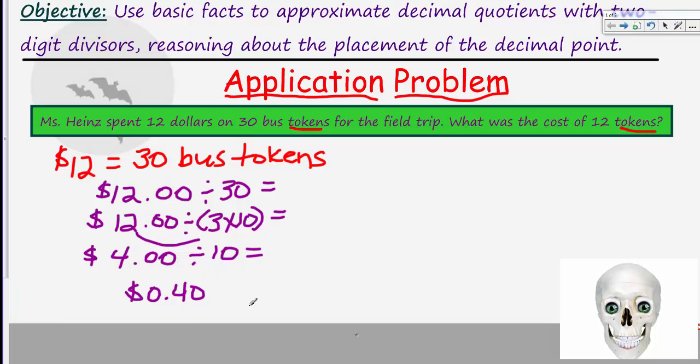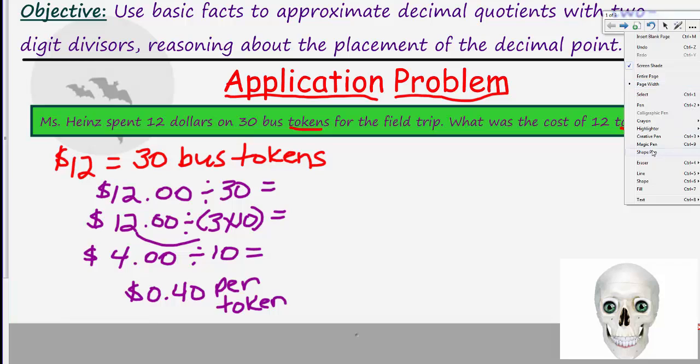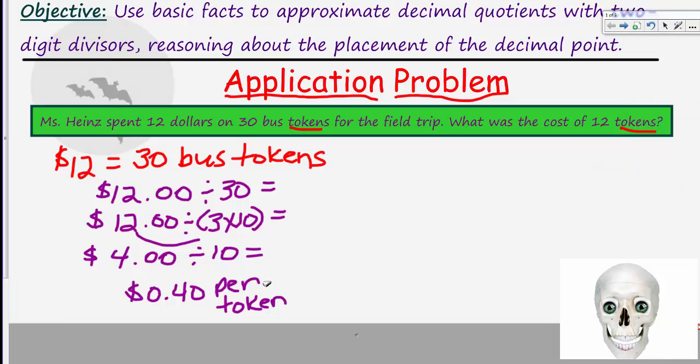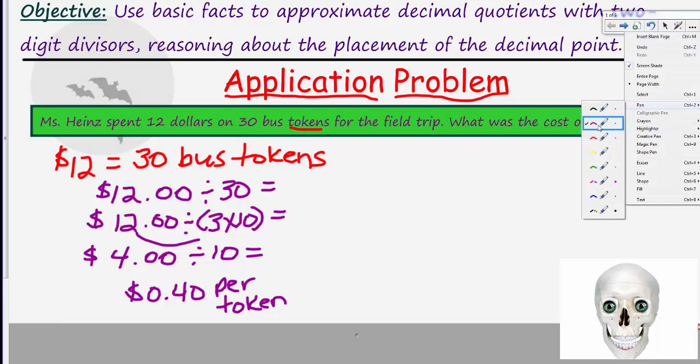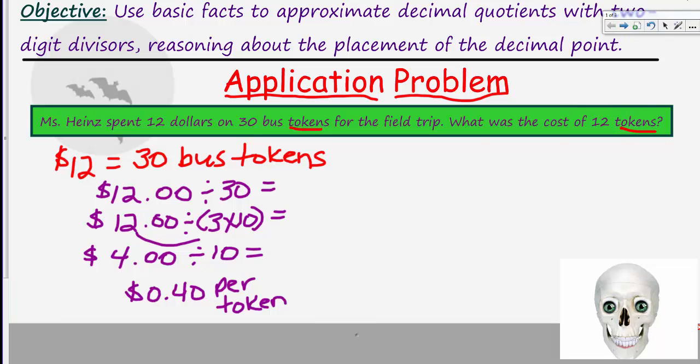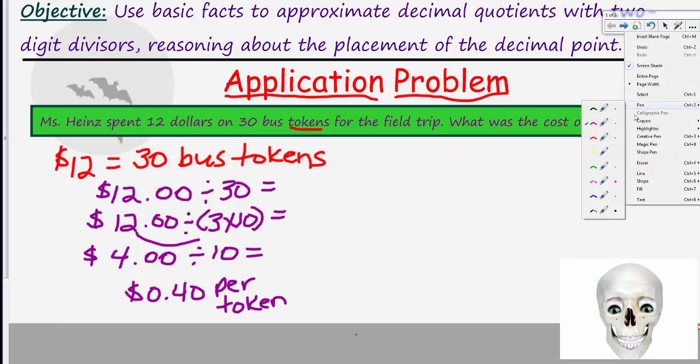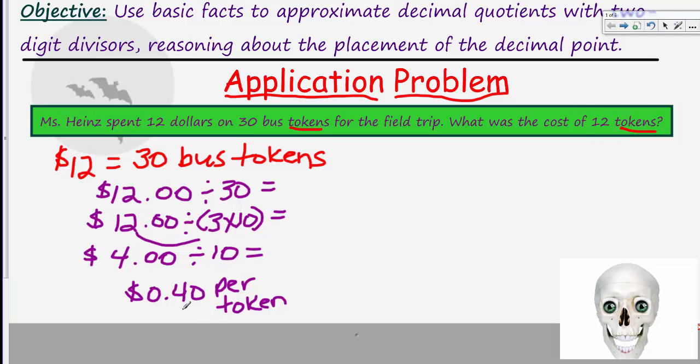So this is what it's going to be per token, even though it looks kind of like an N. That seems pretty easy enough, except some of you may be thinking, whoa, are we done with the problem already? Well, actually we're not, because all we've determined is that the per token is 40 cents. We need to determine how much it would cost for 12.